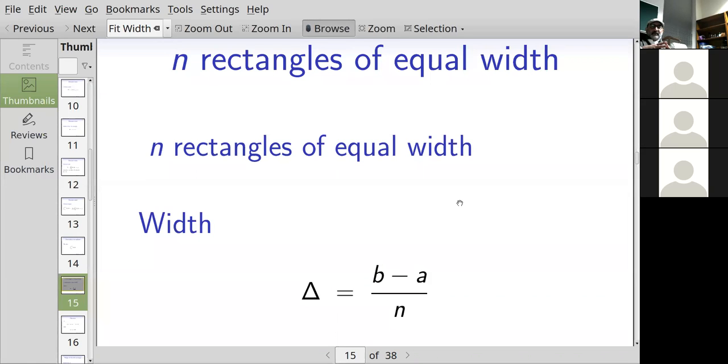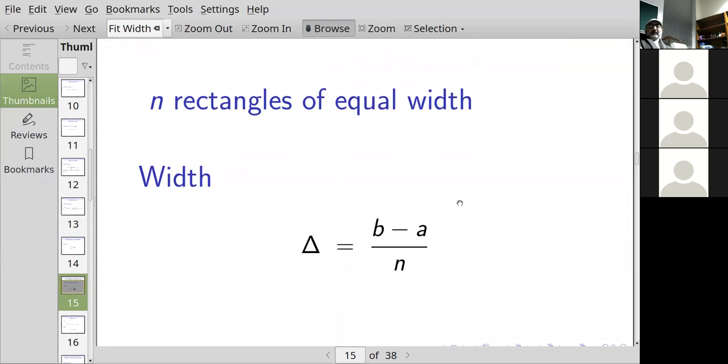So you can come up with all sorts of Riemann sums to evaluate an integral, but perhaps the easiest way is to say all the rectangles will be of equal width. If the overall length is b minus a, then the width of each of the n rectangles is (b minus a) over n. Any questions? All right.